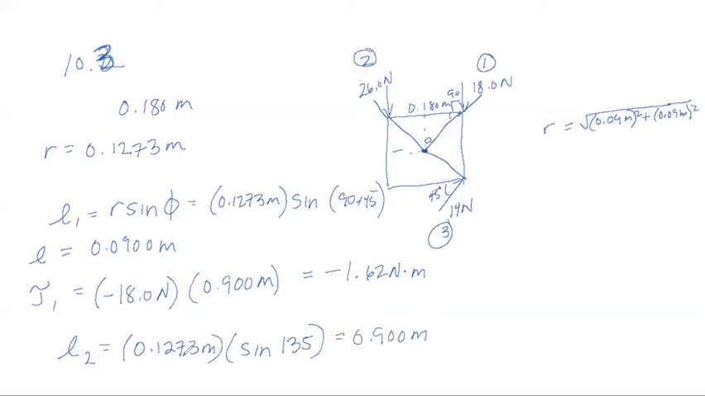And now tau 2 is going to be positive. The tau 2 is going to be plus 26 newtons times 0.09. Sorry, that's 0.09. 0.0900 meters. And that is going to give us plus 2.34 newtons.